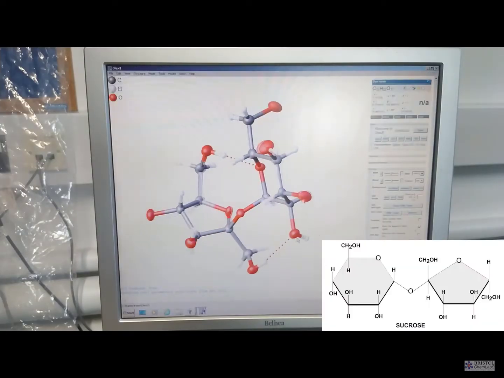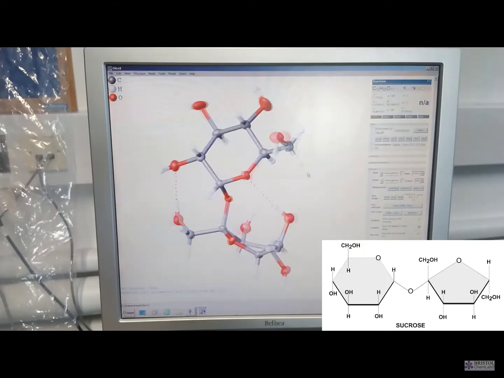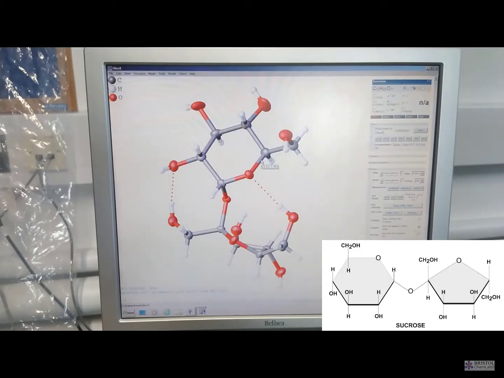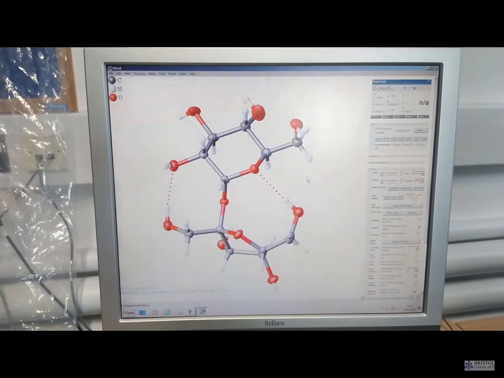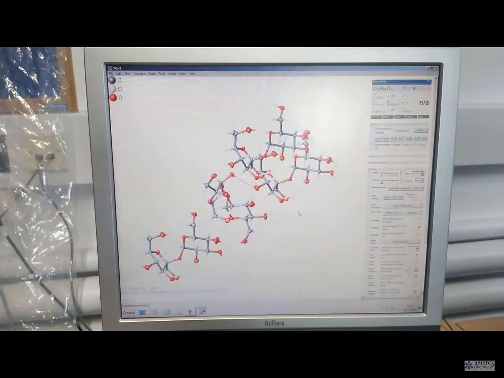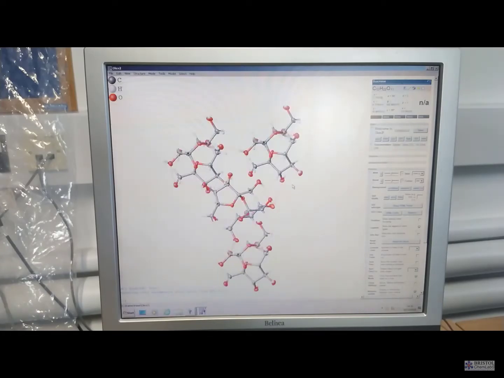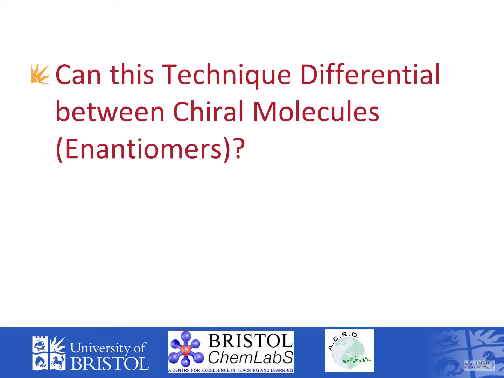So this is the structure of a sucrose sugar molecule. We can see it in 3D, we can see the bond lengths and bond angles. We can also see the hydrogen bonding interactions within the molecule. And because we're looking at the crystal structure rather than one individual molecule, we can also see how it interacts with other molecules within the structure. So this can give us a lot of very useful information.